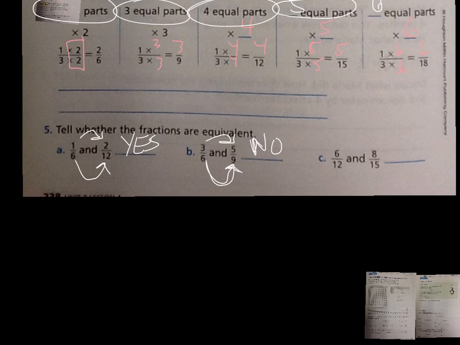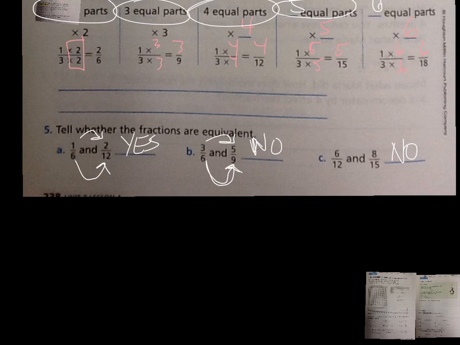Can 6 go into 8? No. Can 12 go into 15? No. What are some other ways you could make this look? You could make the 8 and cut it in half, give you 4, and then you get 15 cut in half. Really doesn't work. So I mean, you could sit there and work on it all day long, but at the end of the day, you're gonna say, you know, these are not equivalent fractions.